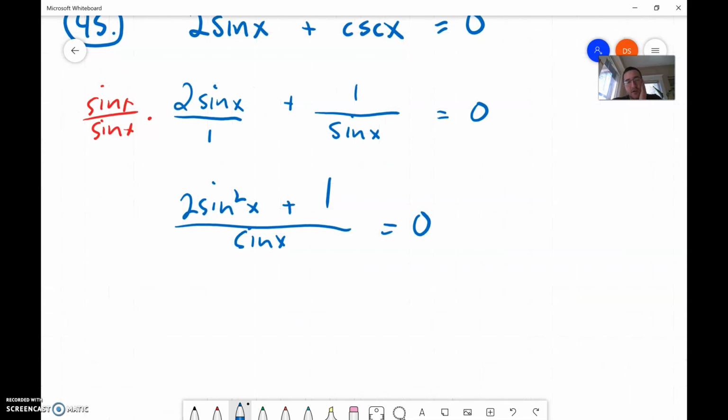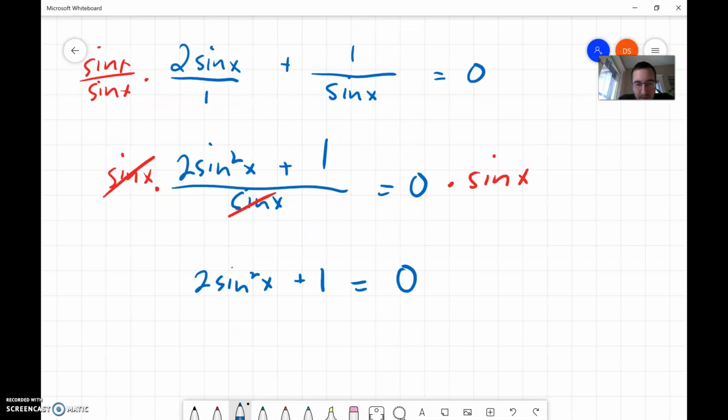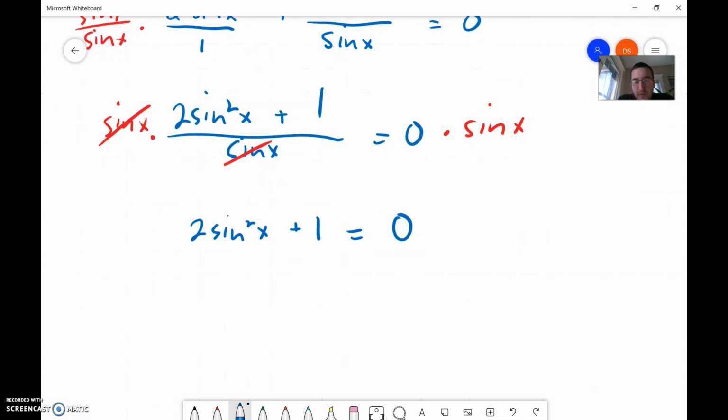Interesting. We're trying to solve, so I need to get sine by itself. So if I multiply this by sine of x to cancel, I can multiply this by sine of x, and that just turns to 0. So I'm at 2 sine squared plus 1 equals 0. So now I'm down to more of like a problem that we did earlier in the homework.